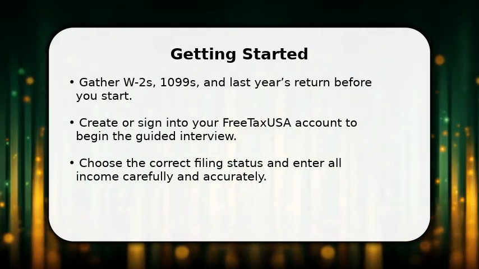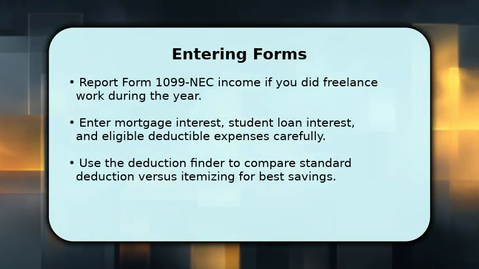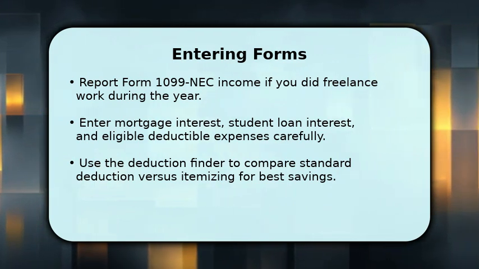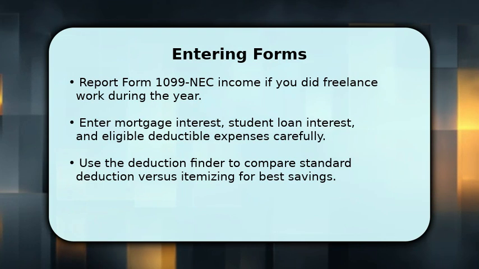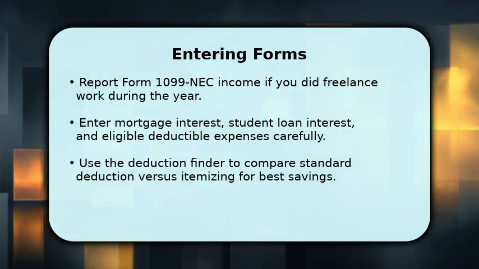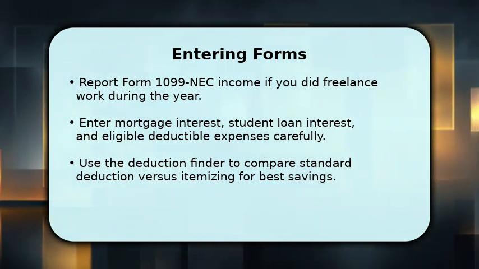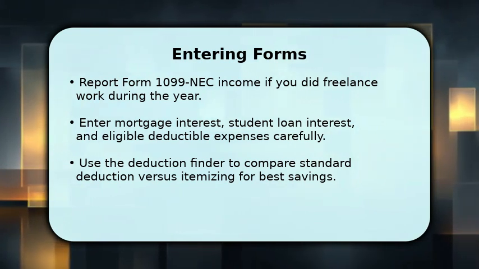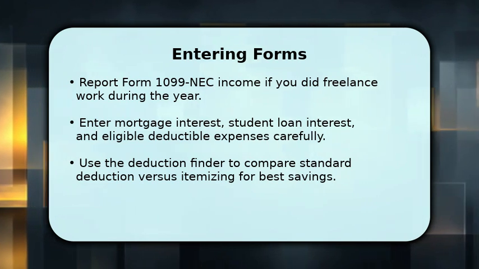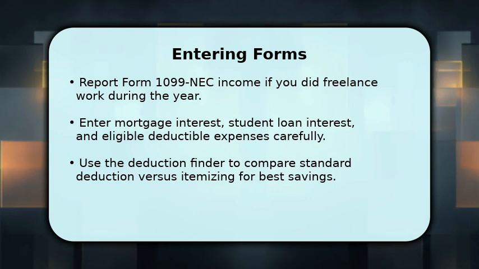a smoother filing experience. When entering forms on FreeTaxUSA, add Form 1099 entries exactly as shown on your forms to avoid errors. Report freelance or contractor income on 1099-NEC and track business expenses to lower taxable profit. Enter mortgage interest and student loan interest under deductions and use the deduction finder to compare standard deduction versus itemizing. Review each screen, correct mismatches, and save progress before moving to credits and payments to reduce mistakes.